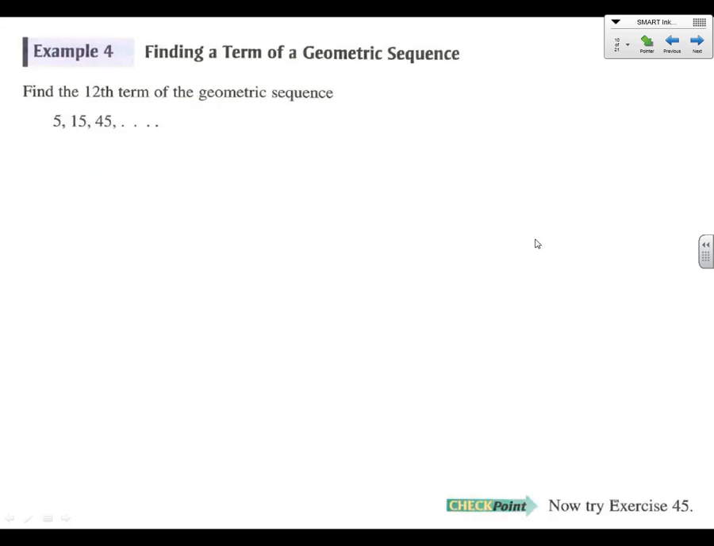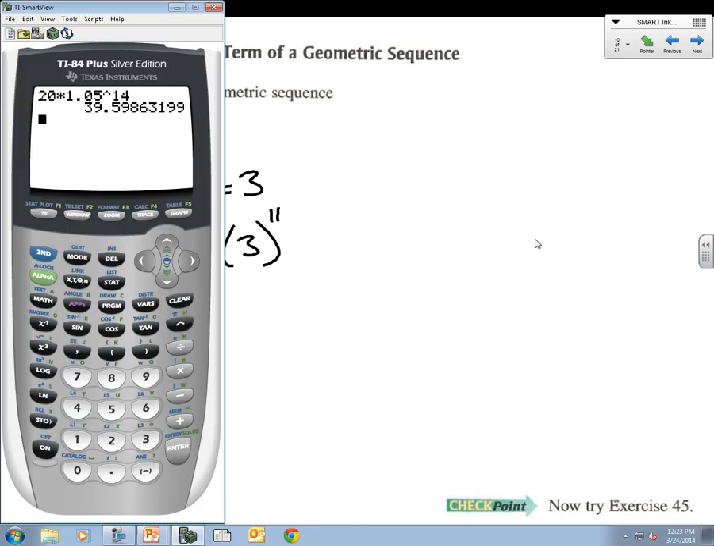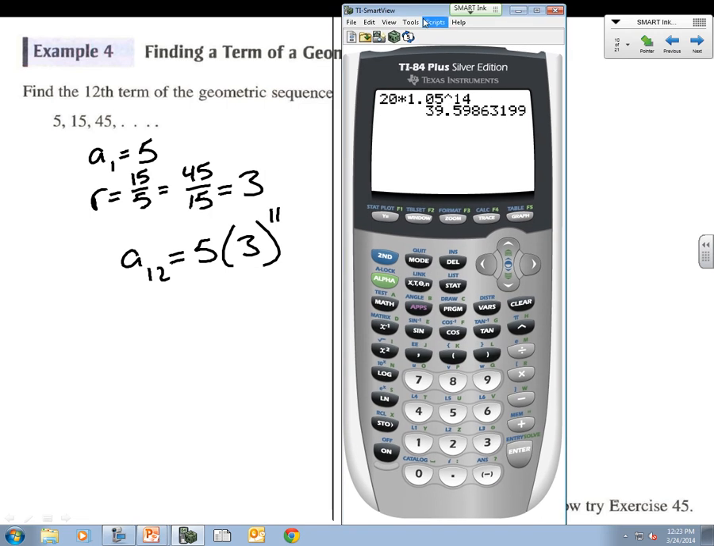Now find the 12th term, same exact thing here. Find the 12th term of this geometric sequence. We know from looking at it that a1 is 5, and then our ratio is 15 divided by 5, or we could go 45 divided by 15. Two adjacent terms dividing each other, and we get 3. So now let's just plug it in. a12 is a1 times r to the n minus 1, or to the 11th. 5 times 3 to the 11th. Calculator on this one again. 5 times 3 to the 11th.